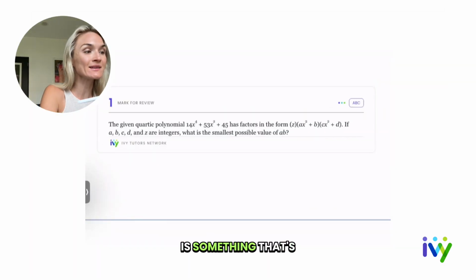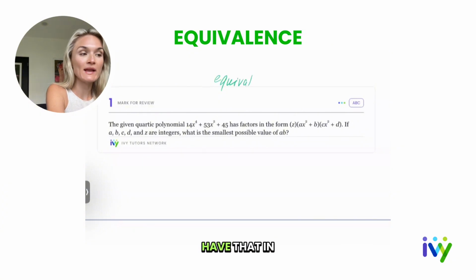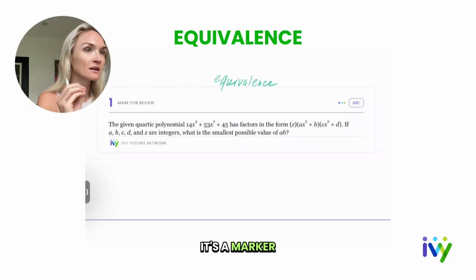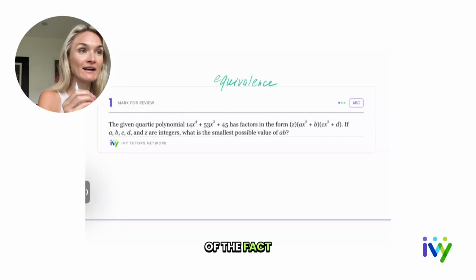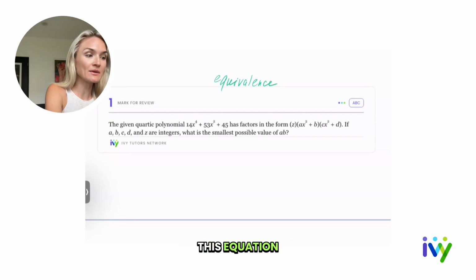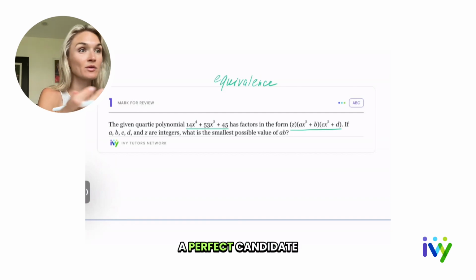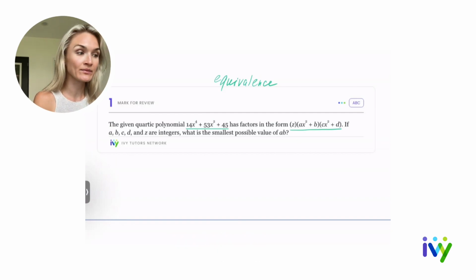What they're testing is something called equivalence. We have that in verbal, we have that in math. It's a marker of intelligence. It's a marker of the fact that you can think in abstract terms. You can allow the possibility that this equation with x to the fourth in it can be rewritten as this. This is solid proof that you can think in abstract terms, which makes you a perfect candidate for a really rigorous educational program. And that's what it does.